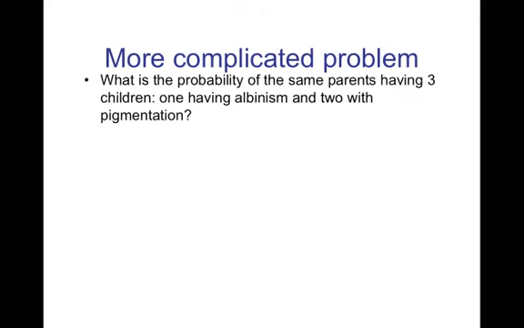Okay, so let's look at a more complicated problem. What is the probability of these same parents, the same heterozygous parents, big A, little a, having 3 children, but this time we're going to ask, one of them has albinism and the other 2 have pigmentation. I'll give you a hint. The answer is not 9/64. Now, as you're watching this video, go ahead and hit pause and try to figure this out. And then hit play again, and you'll see what the answer is. This is a good practice.